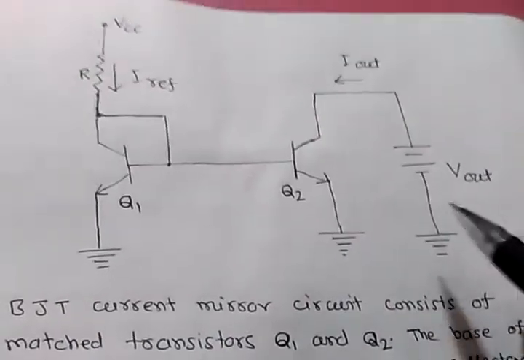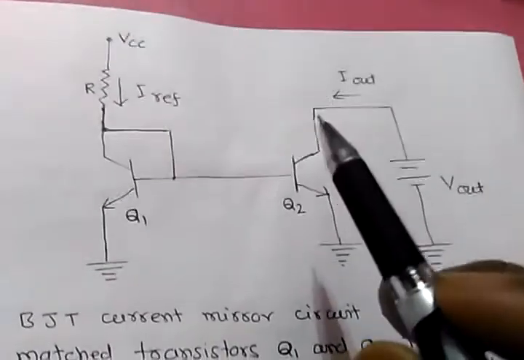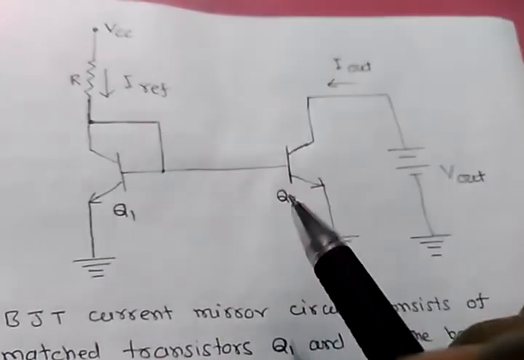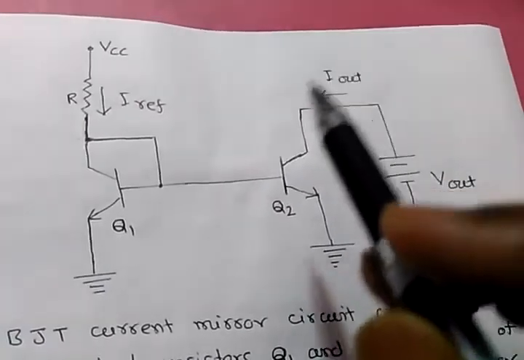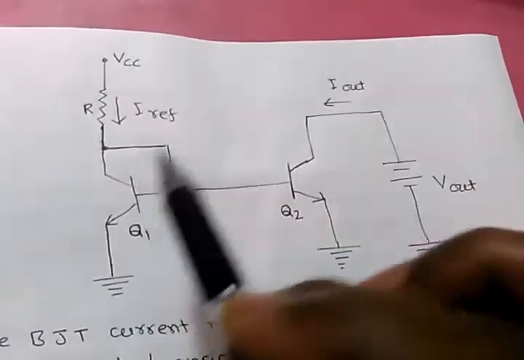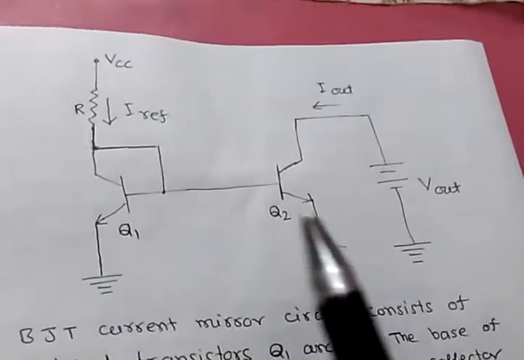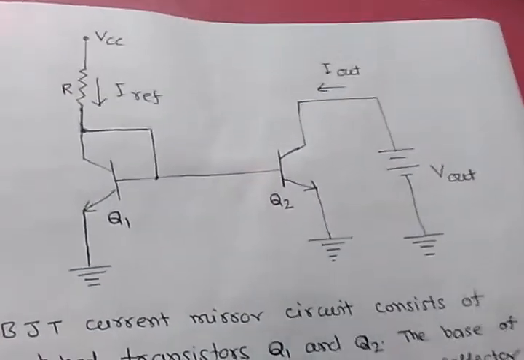If we set the output voltage of transistor Q2 so that collector base voltage of Q2 is 0, in this case output current of transistor Q2 will be the same as reference current of transistor Q1 because both the transistors are matched and base emitter voltage of both the transistors are the same.